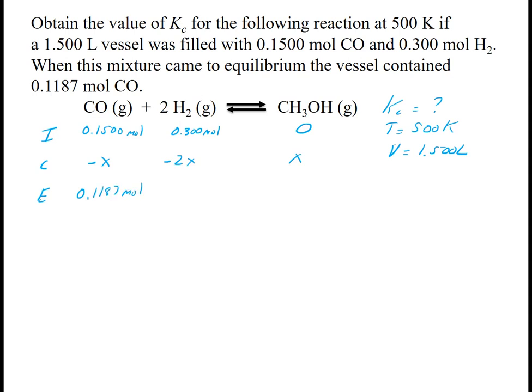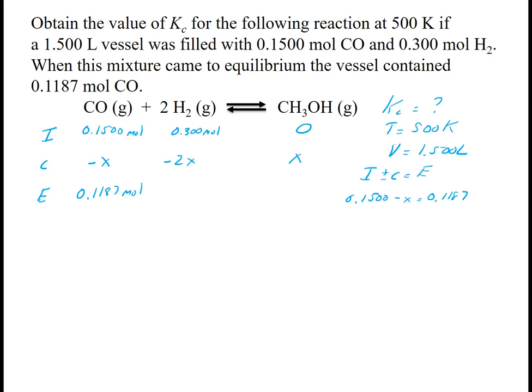So the next step is to determine what C is. So I'm going to take the one that has both I and E. And so the equation is I plus or minus C is equal to E. So I have 0.1500 minus X is 0.1187.